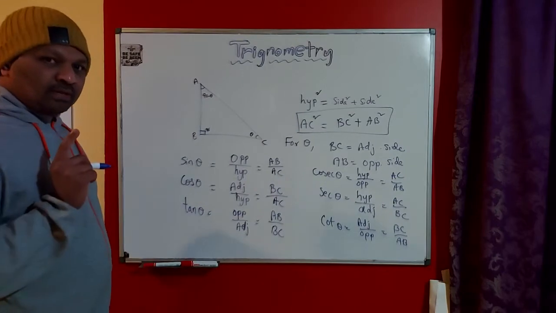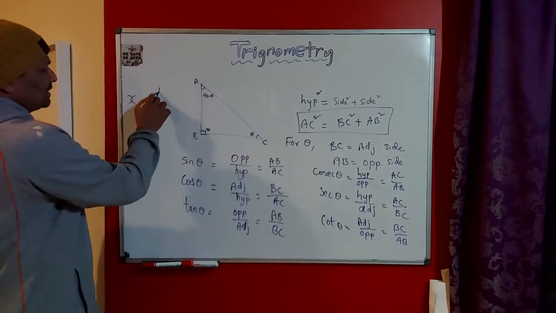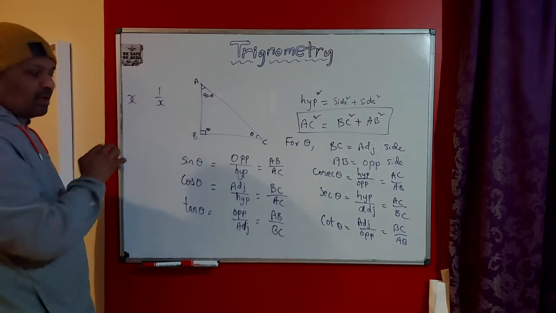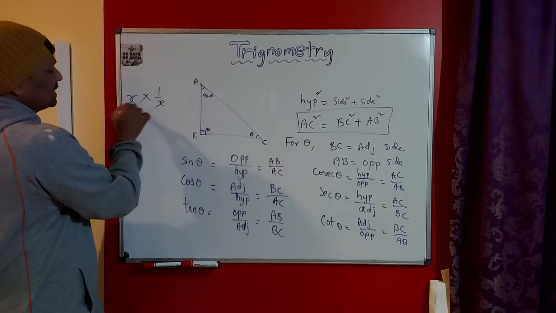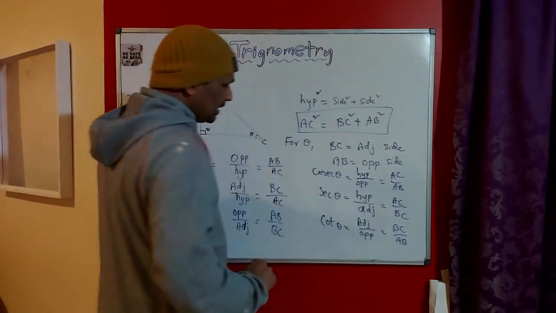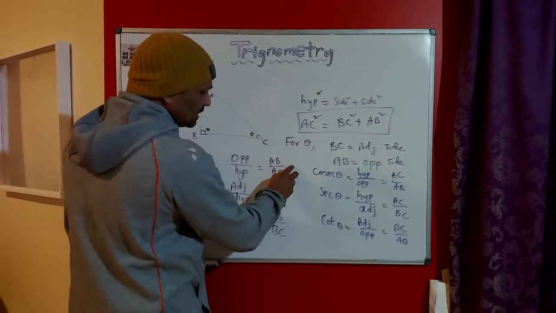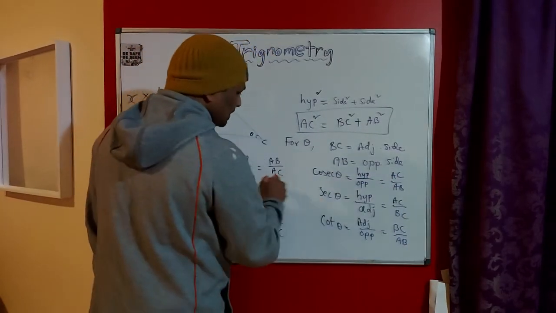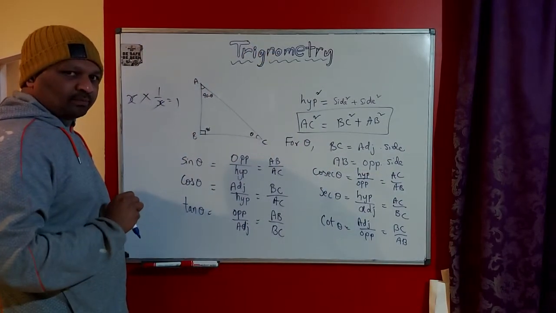What is the reciprocal, by the way? For x, what is the multiplicative reciprocal? It is 1 by x. If you multiply these two, you should get 1. X gets cancelled, you will get 1. Similarly, you multiply sin and cosec. What do you get? You will get 1. Because AB by AC into AC by AB, AC gets cancelled, AB gets cancelled, you will get 1.